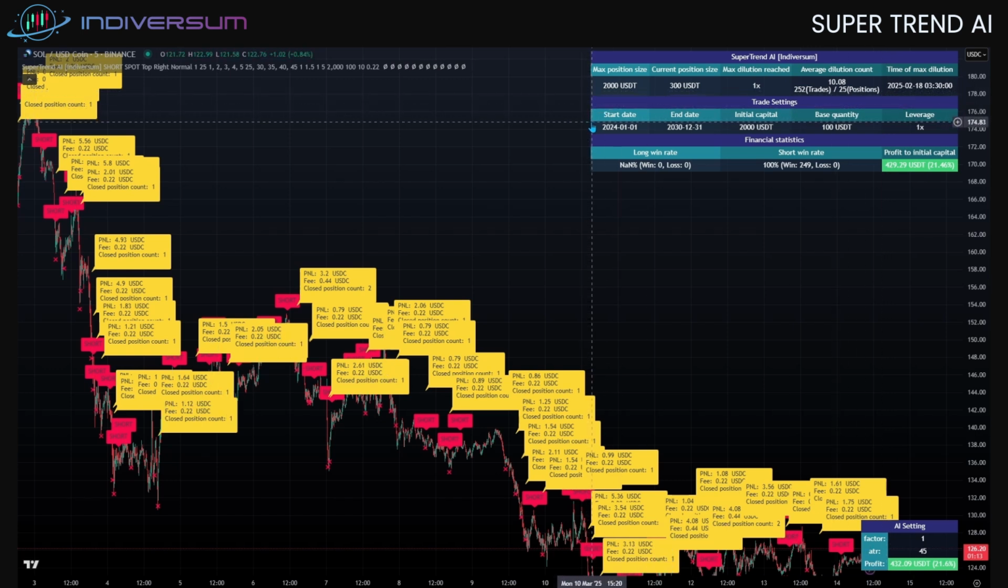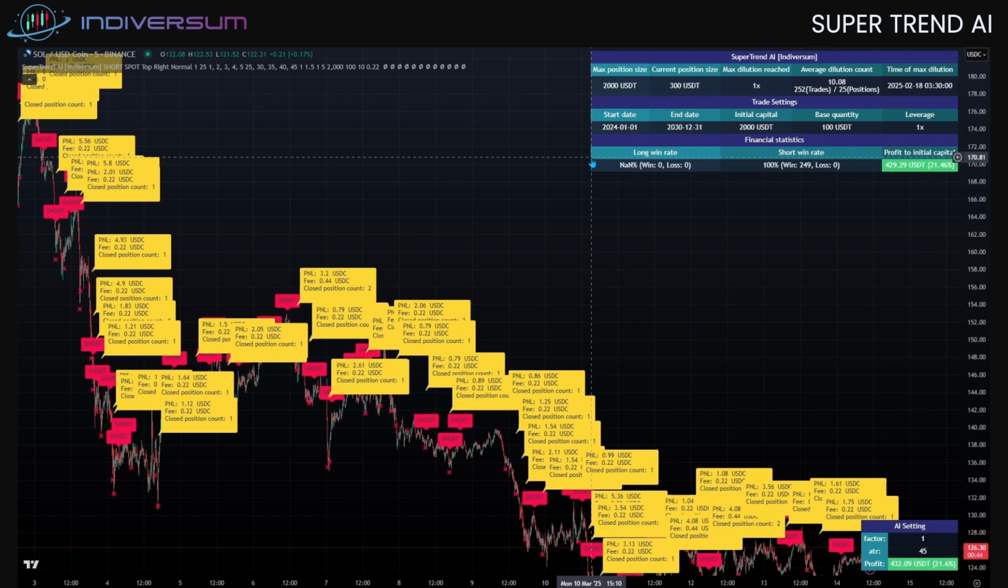Now on to the backtesting settings. Start date. This is when the backtest began. End date. This shows how long the backtest was run. Initial capital. This is how much money we started with when testing the strategy. Base quantity. This determines the position size for each trade. Leverage. If we're trading futures, this shows the leverage applied to our trades. A leverage of 1x means no leverage was used.